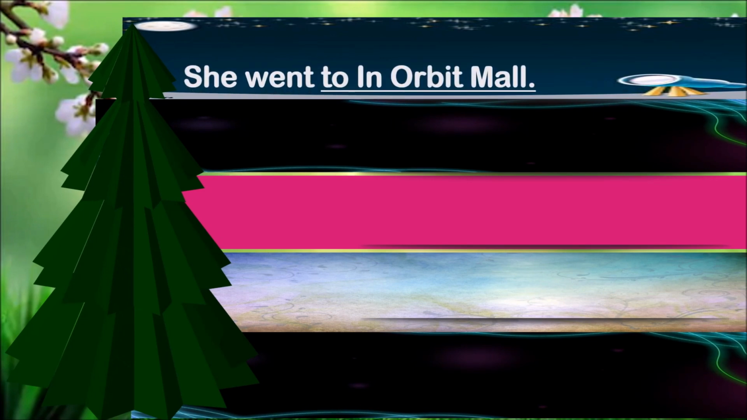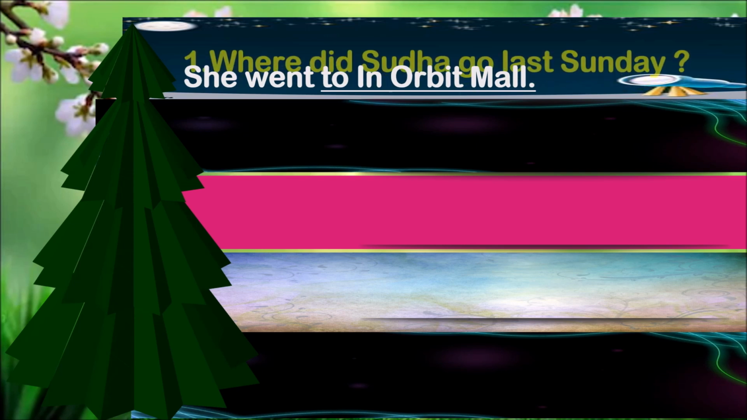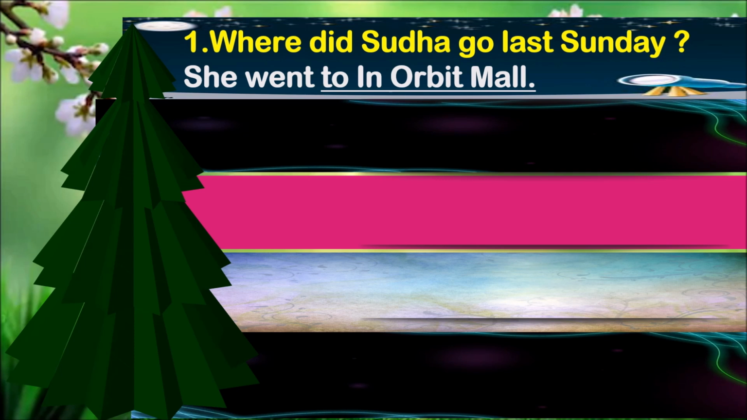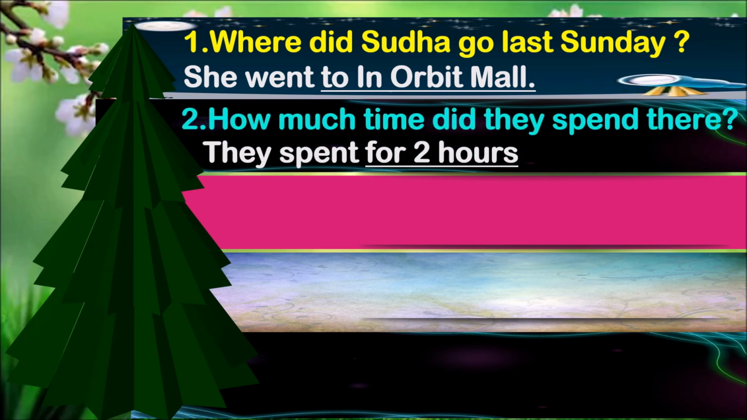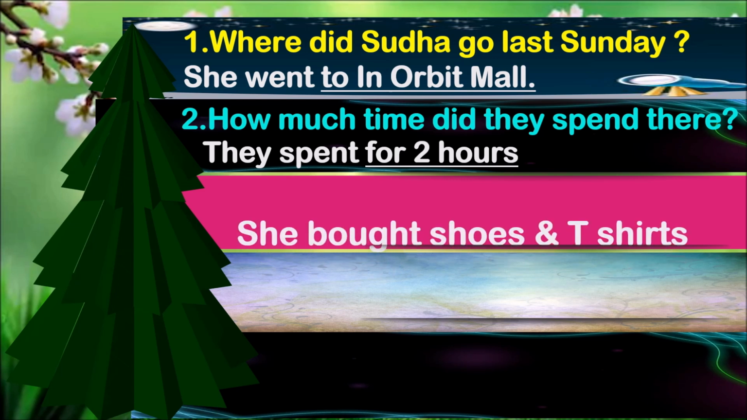So now let's look into detail. Here is the first keyword. She went to Inorbit Mall. It is simple past tense, and we are asking about Inorbit Mall, our keyword. So the question would be where did Sudha go last Sunday? Now the next one is they spent for 2 hours. The keyword is 2 hours, so you can ask how much time did they spend there? The third one is she bought shoes and t-shirts. So the question would be what did she buy?